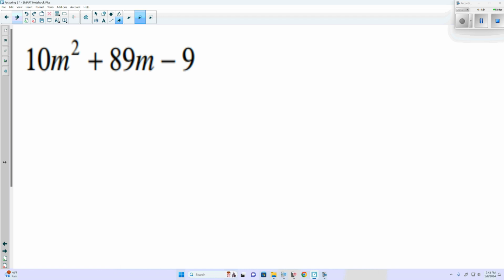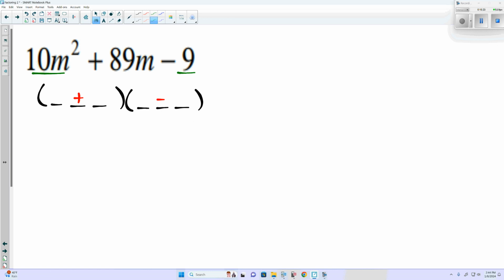We'll do this one here and then we'll move on. Is there a greatest common factor between these 3 terms? No. So we'll do our 2 sets of parentheses with 3 spaces. Since the third term is negative, our signs are opposite. One's going to be positive, one is going to be negative.